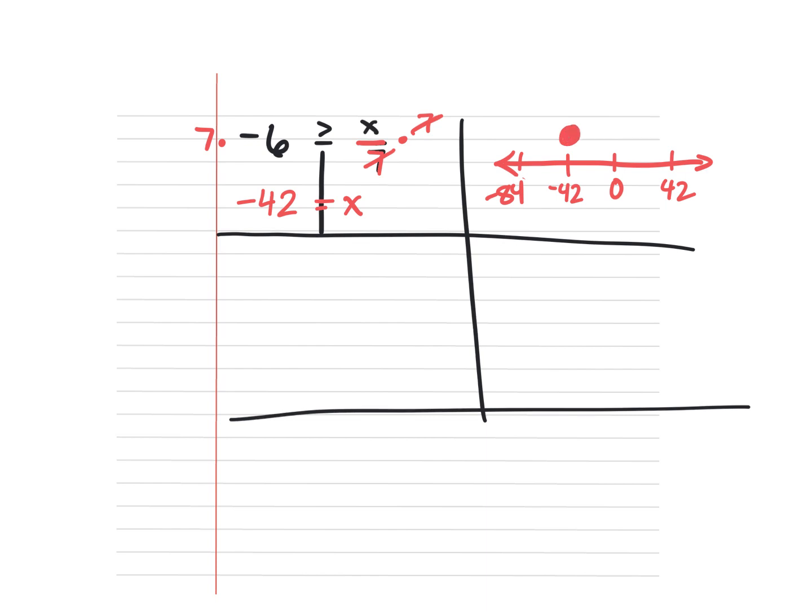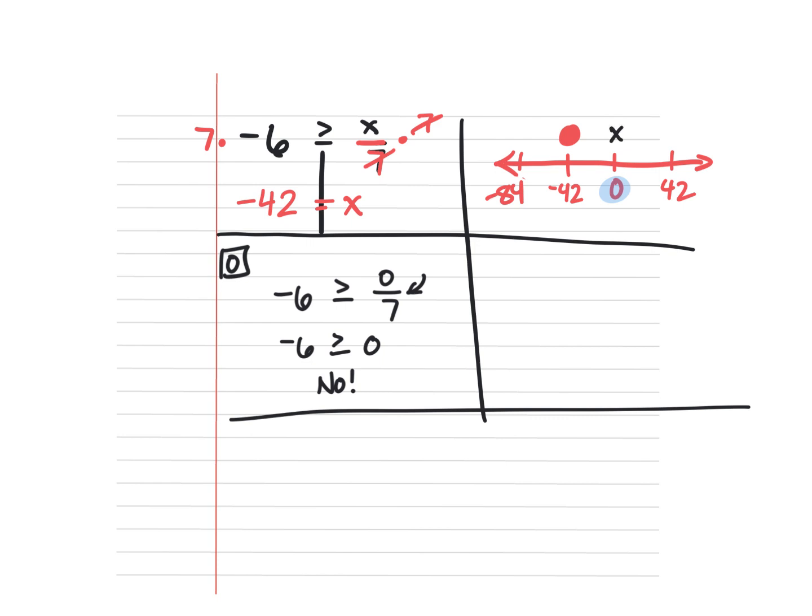Okay, I'm going to pick a number to test. This time, I'm going to test 0. All right, so I'm going to write, hey, I'm testing the number 0. So let's write this. I have negative 6. Is that bigger than or equal to 0 divided by 7? So I have negative 6. Is that bigger than 0 divided by 7 is 0? Is negative 6 bigger than 0? It is not. So I write no.